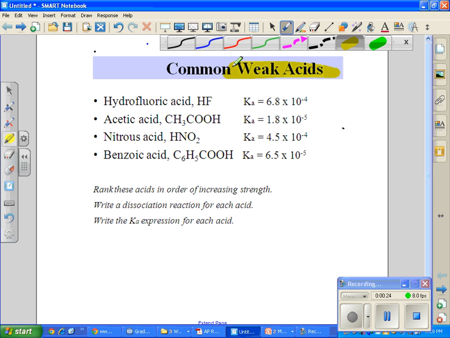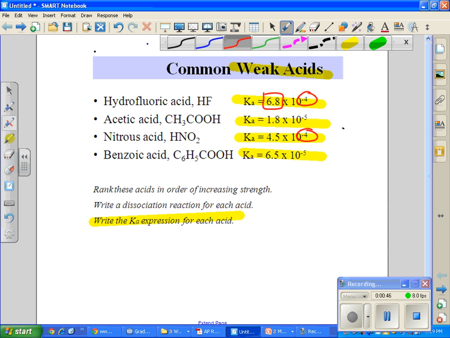It barely breaks apart, okay? So that means they have Ka values because strong acids don't have Ka values. One thing they ask you to do is figure out which one is going to be stronger than the other. The way that works is you compare Ka values. If you compare Ka values for acids, the larger the Ka, the stronger the acid. So you see how this is to the -4th and that's to the -4th. 6.8 is larger than 4.5. That would make hydrofluoric acid the strongest of the weak acids.